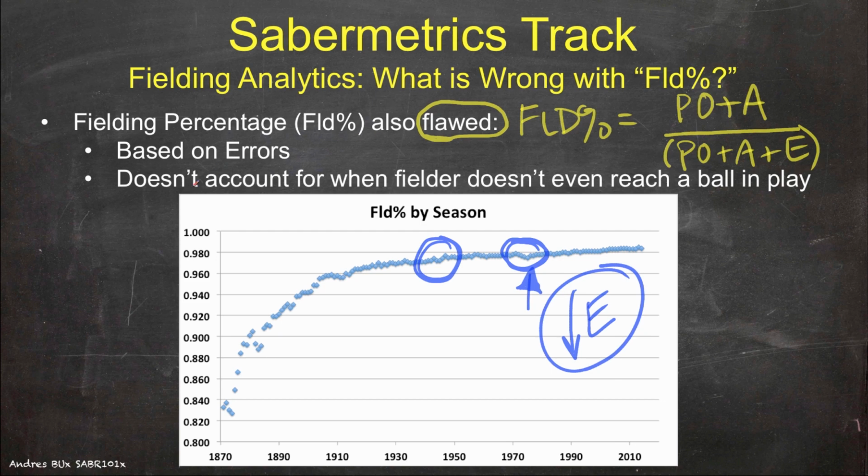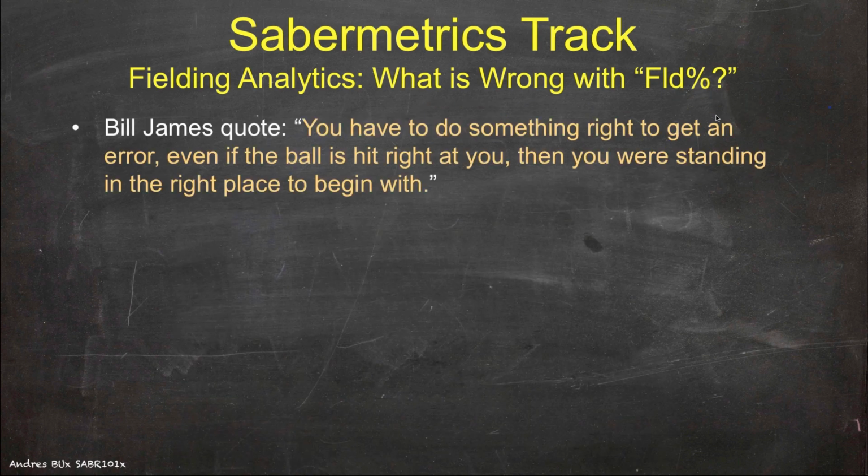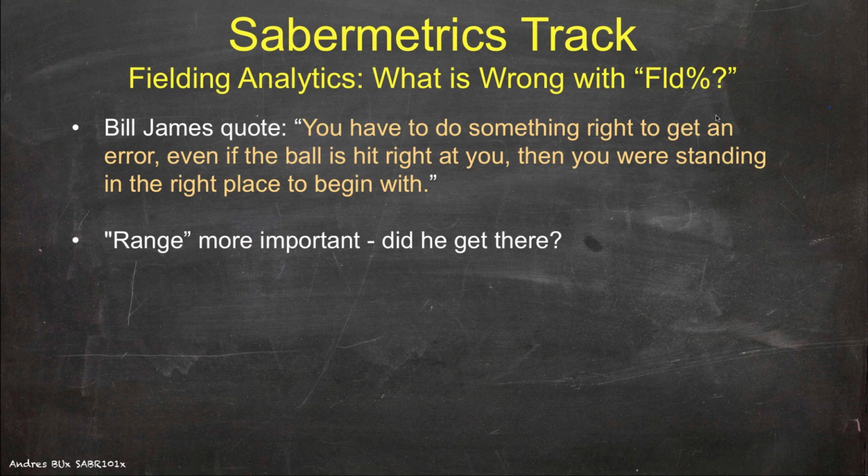But again, it doesn't account for when the fielder doesn't even reach a ball in play. In other words, it's really not getting at range. Let's look at a quote from Bill James. Bill James wrote once, "You have to do something right to get an error. Even if the ball is hit right at you, then you were standing in the right place to begin with." In other words, there's something good that errors are measuring, your ability to get to the ball. Range, as we've described in the previous video, is more important in today's game.